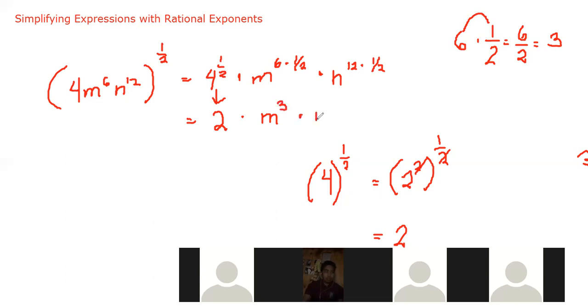Then, ang n naman, yun din. Copy natin si base na n, then magkakaroon tayo ng 12 times 1 over 2. So, 12 times 1, that will be 12 over 2. Then, 12 divided by 2, that will be 6.